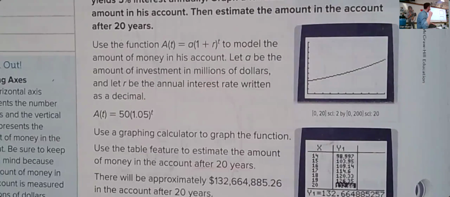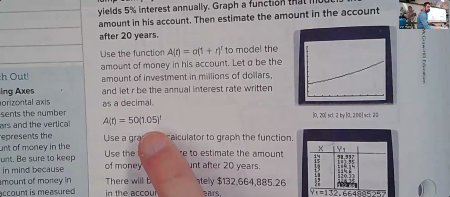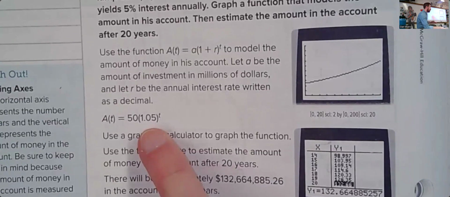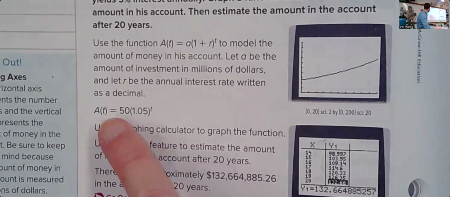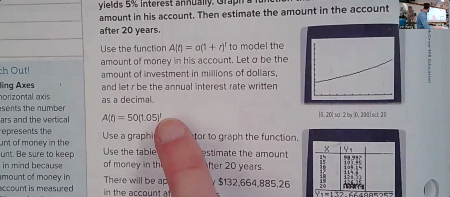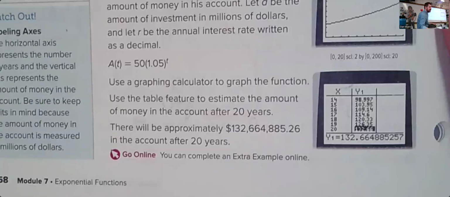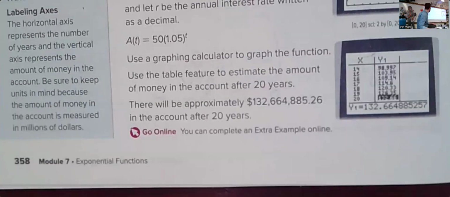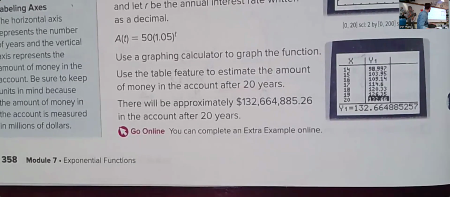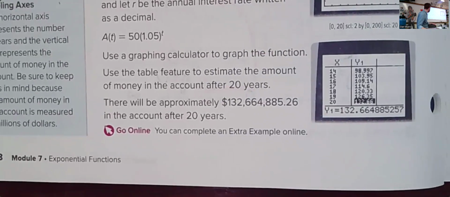So if r is 0.05, then the growth factor is 1.05. Adding 1 plus 0.05 is 1.05 with the initial amount at 50 million. And then t is going to be time in years. So use a graphing calculator to graph the function, use the table feature to estimate the amount of money in the account after 20 years. There will be approximately $132,664,885.26 in the account after 20 years.